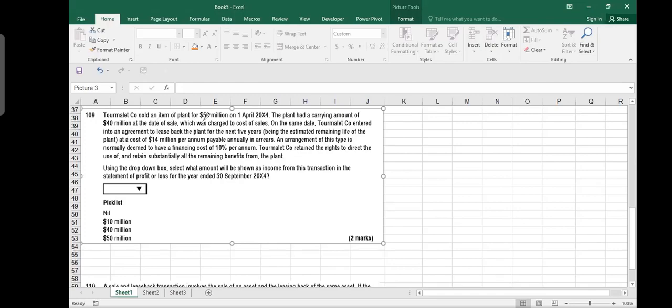Tomlet company sold an item of plant for 50 million on 1st April. The plant had a carrying amount of 40 million in the books at the date of sale, which was charged to cost of sale. So it was 40 million in your cost and you are selling it for 50. Apparently you are selling at 10 million higher.